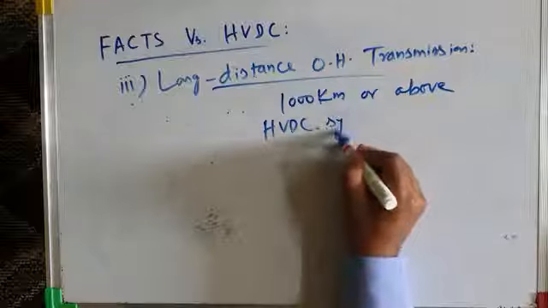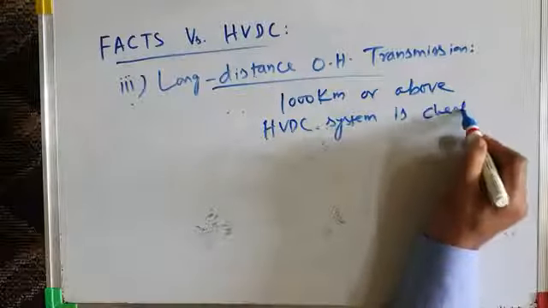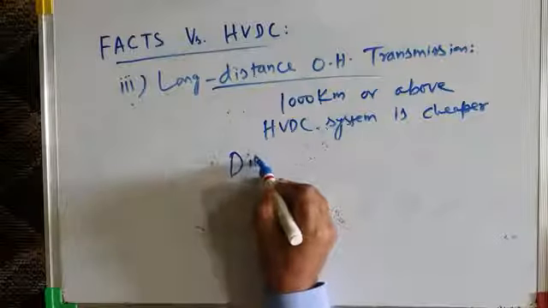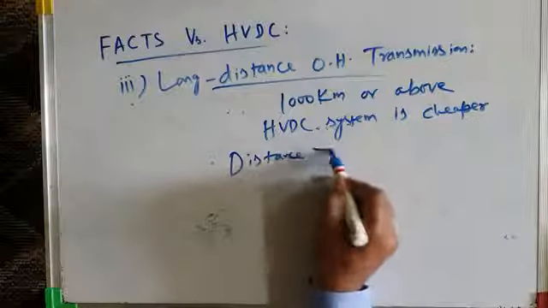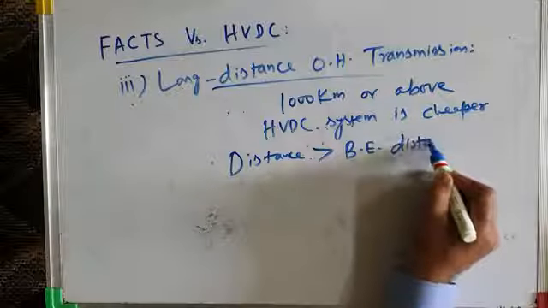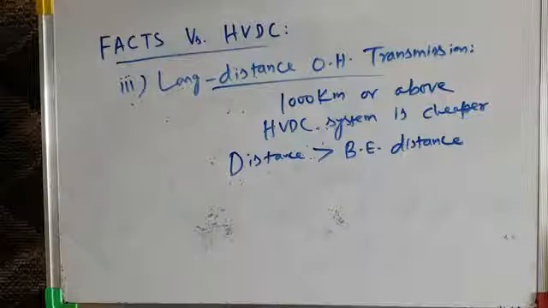HVDC system of transmission is cheaper, because I have already told you in last semester while studying HVDC systems that for distances greater than break-even distance, which is around 500 to 600 kilometers, HVDC power transmission is cheaper than AC power transmission.